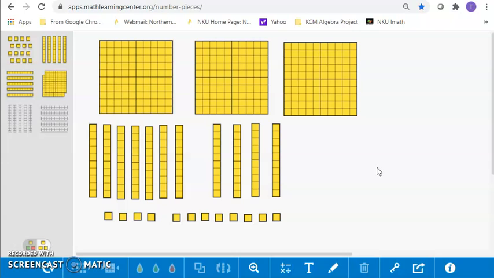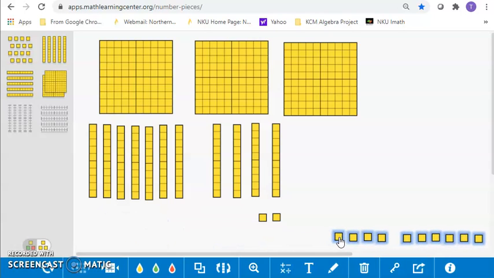Now, what you want to do, and this is the key with place value, is we always trade up. So if we have 10 units, that equals 1 long. So I'm going to grab 10 units. Okay, so 1, 2, 3, 4, 5, 6, 7, 8, 9, 10. There are my 10 units. And I'm going to trade those for 1 long. So I'm going to put them off to the side. They still exist, they're just getting traded, so they're off to the side. And we're going to trade those for 1 long.